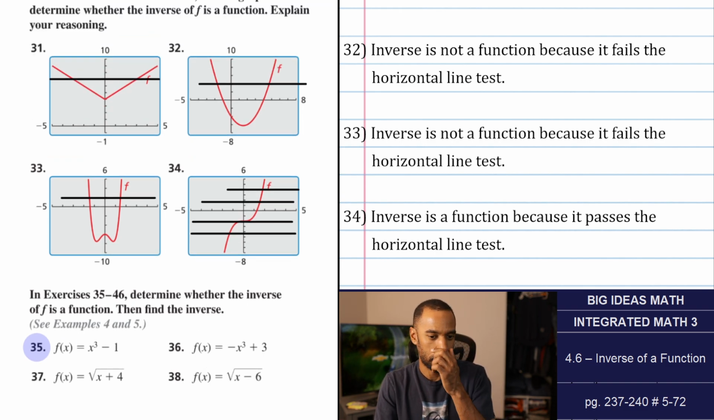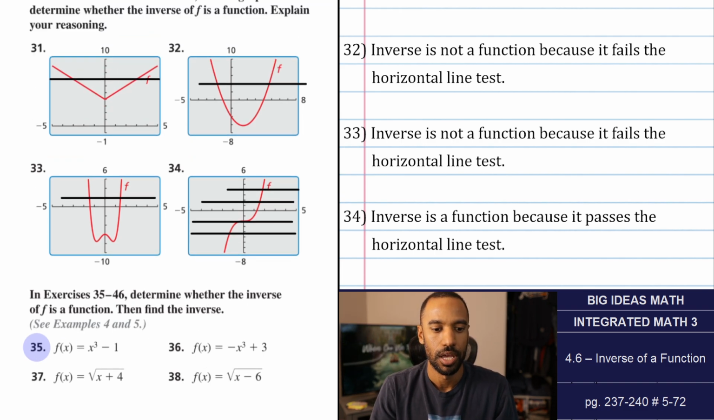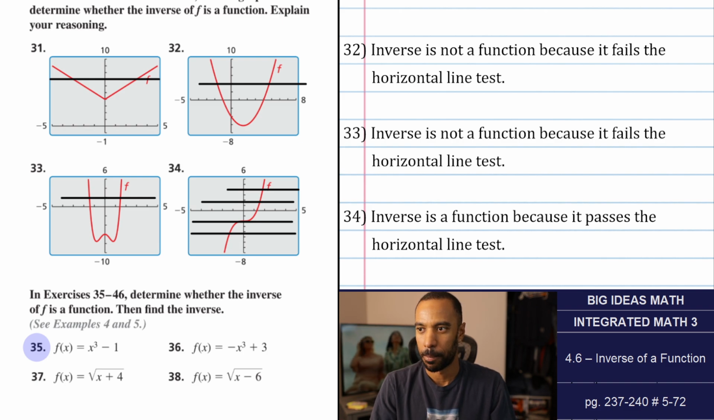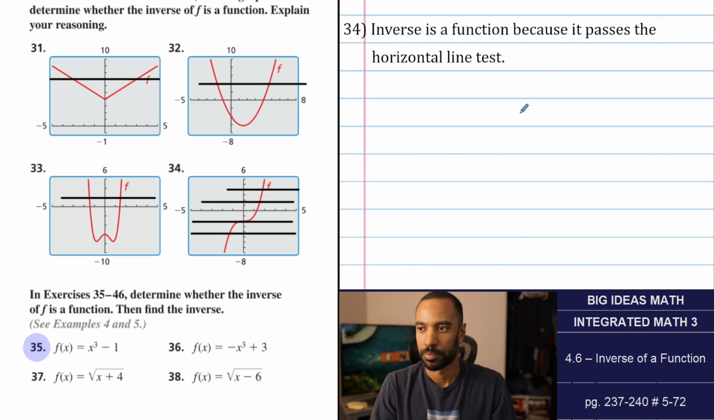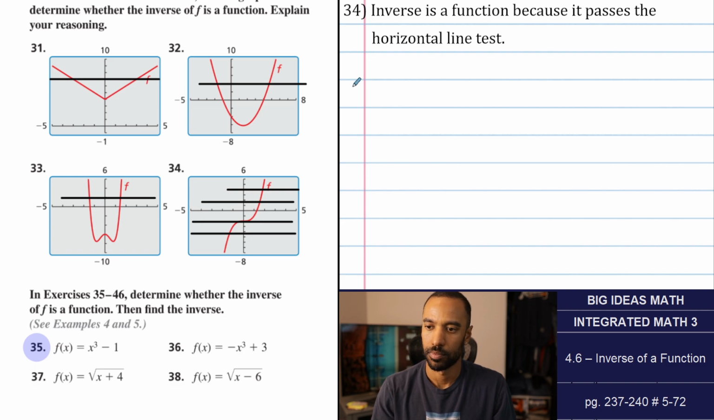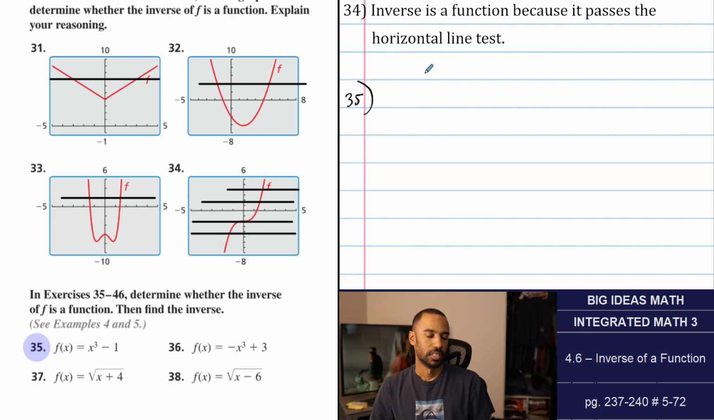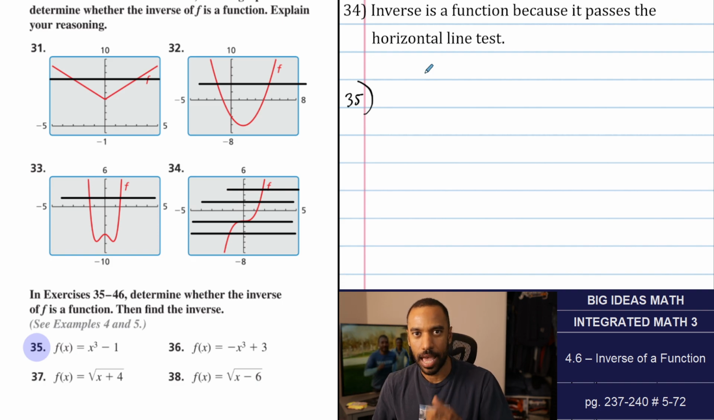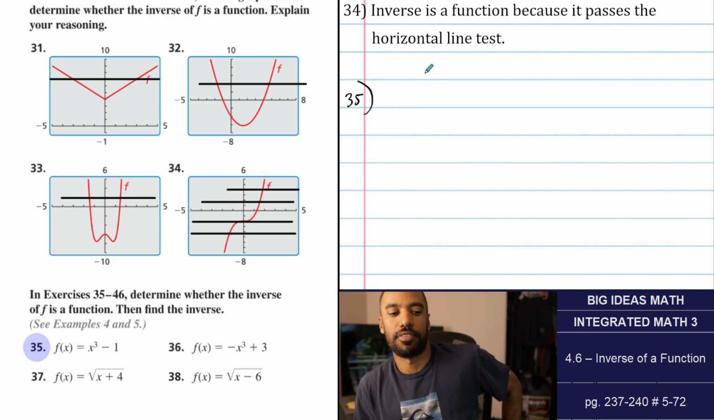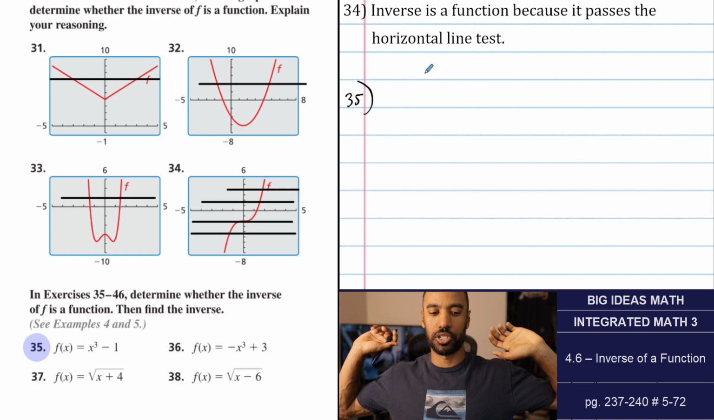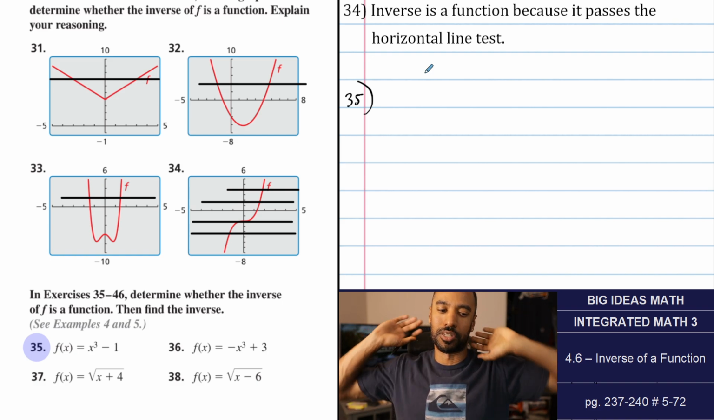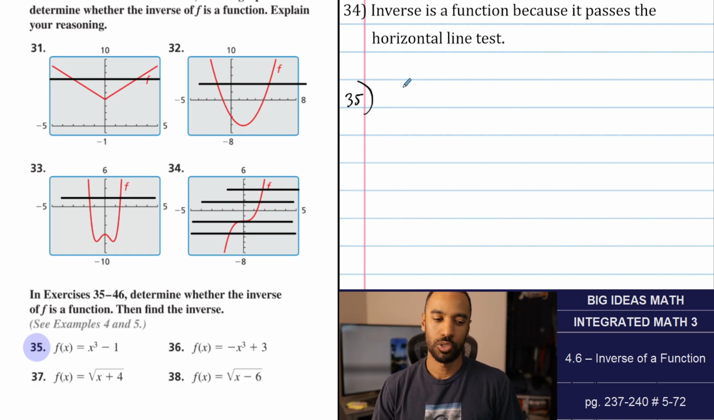All right, numbers 35 to 46. Oh, that's a lot of the same thing. Determine whether the inverse of f is a function, then find its inverse. I hope we're not required to graph to tell you that. I can probably tell you just based off the nature of the problem. Odd degree functions, well, no, that's not always true. But these ones should be good here.